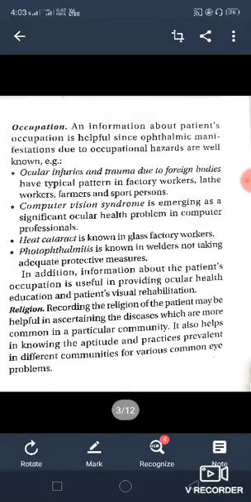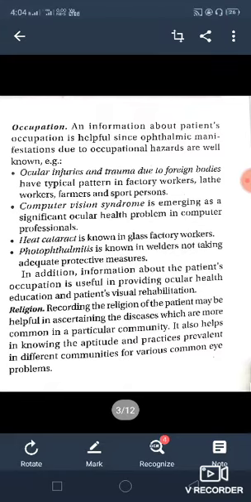Computer vision syndrome is emerging as a significant ocular health problem in computer professionals. Heat cataract is known in glass factory workers. Photoophthalmitis is known in welders not taking adequate protective measures. In addition, information about the patient's occupation is useful in providing ocular health education and patient's visual rehabilitation.